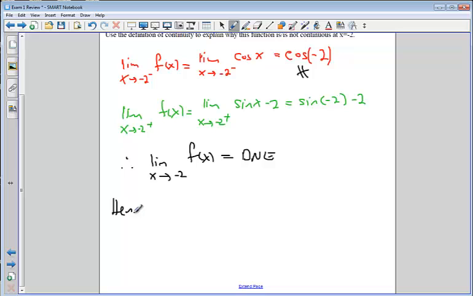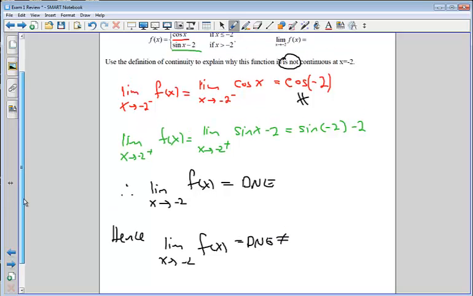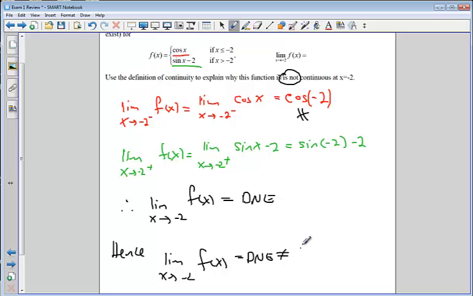Hence, this is the second part of the question. Use the definition of continuity to explain why this function is not continuous at x equals negative 2. So hence, I know the limit as x goes to negative 2 of f of x does not exist, so it cannot be equal to the actual value f of negative 2, which is equal to, let's say, cosine of negative 2. Because when you plug in negative 2, you use the top piece. It says less than or equal to.